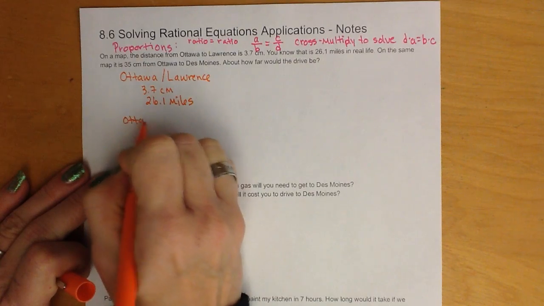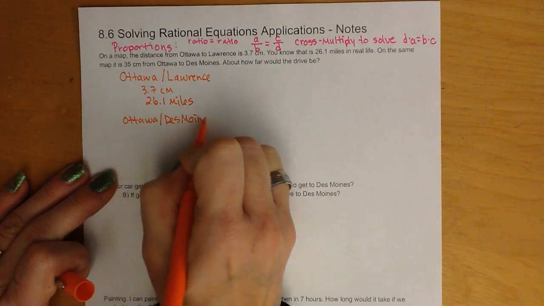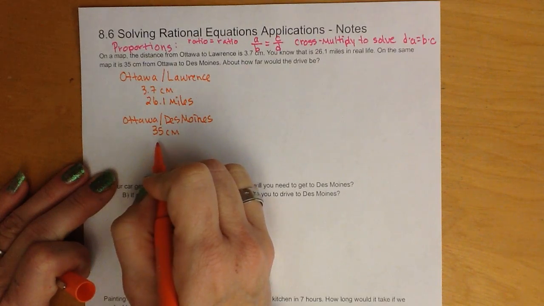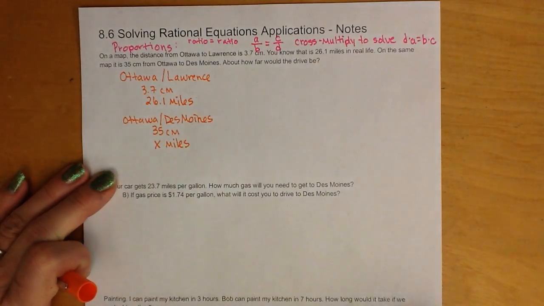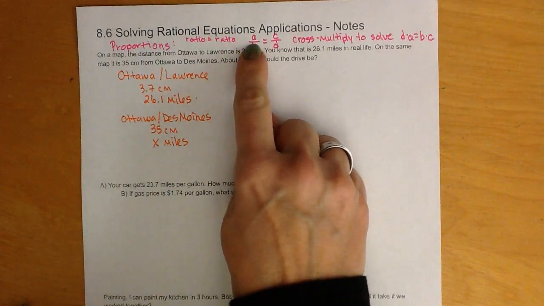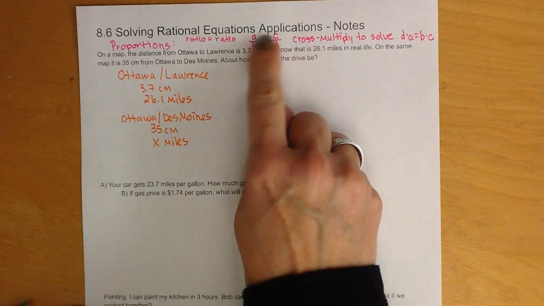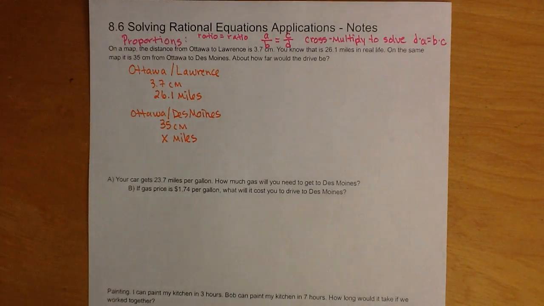And then Ottawa to Des Moines, it is 35 centimeters, and we don't know how many miles, so we're going to say x. Since it's an unknown amount, we'll use x for our variable. Now, when you set up your proportion, it's very important that the numerator and denominator match each other on both sides, and also that the numerators match each other and the denominators match each other. I'll show you what I mean by that.